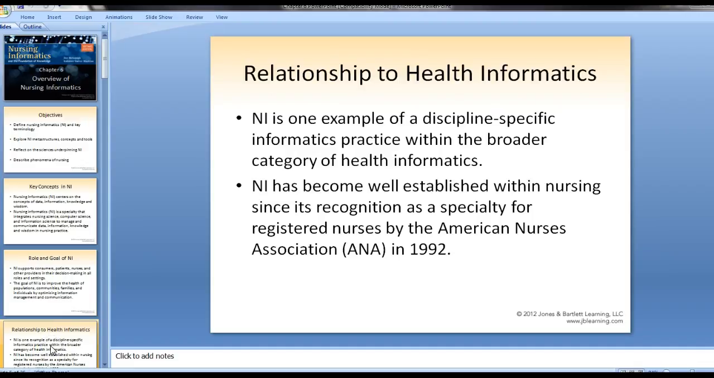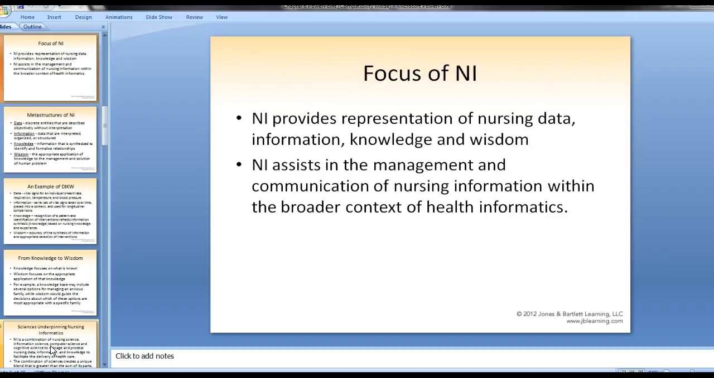Nursing informatics is one example of a discipline-specific informatics practice within the broader category of health informatics. What does that mean? It means nursing informatics is a specific area within health informatics, and it's very well established within the nursing science. It's been recognized as a specialty for registered nurses since 1992, which is nuts. So the focus of nursing informatics: it provides representation of nursing data, information, knowledge, and wisdom. Nursing informatics assists in the management and communication of nursing information within the broader context of health informatics.